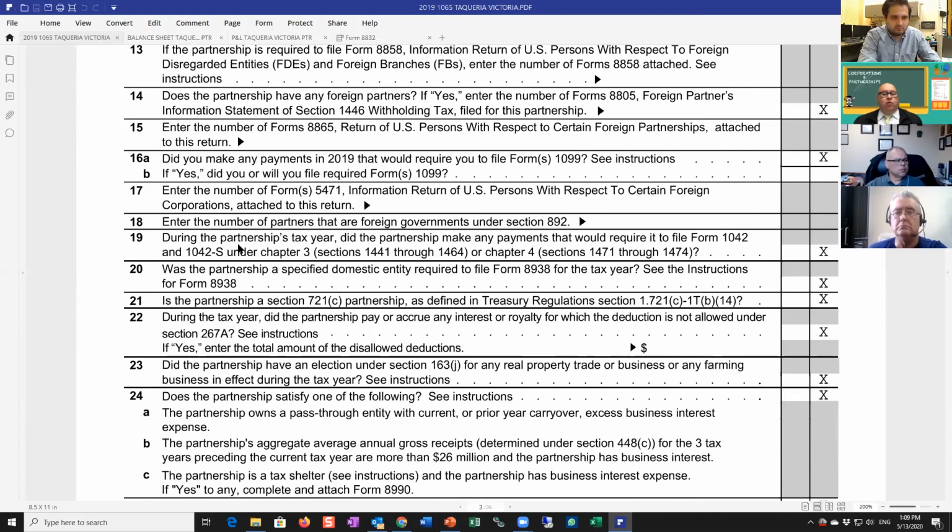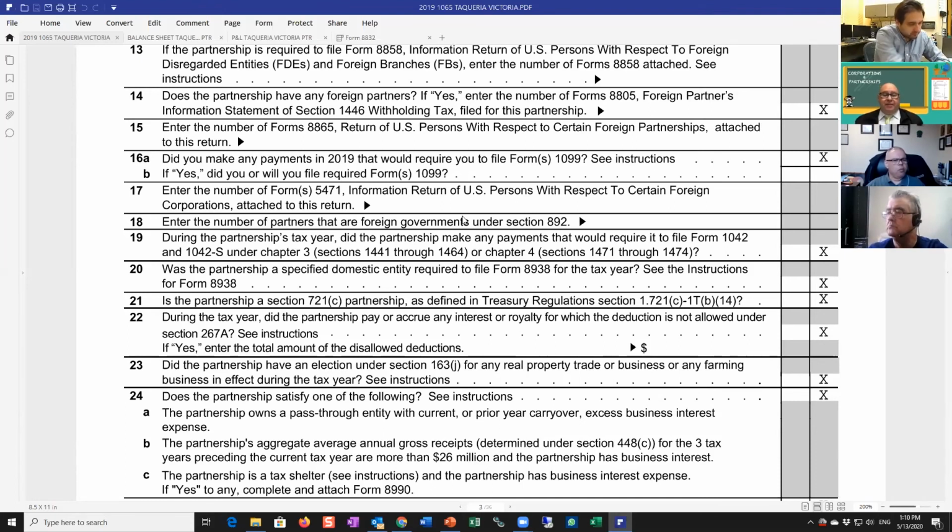And then 1042-S requirements. Question 19 refers to if you pay somebody outside, any non-resident aliens, for example, that live in Mexico, for something that they did for you. Let's say that you hired an advertising specialist from Mexico to come up with your stuff, and they never touch the United States. You pay them, but you are required to withhold certain money, and you report that on Form 1042-S. That would be the only time this would happen. And again, this is not a common situation, but it happens from time to time.